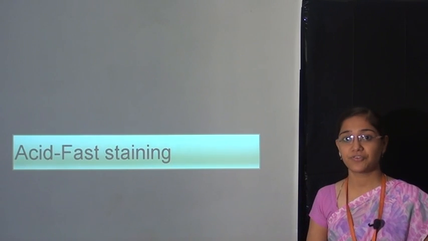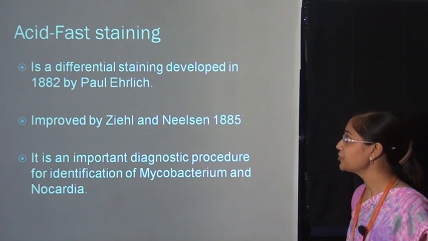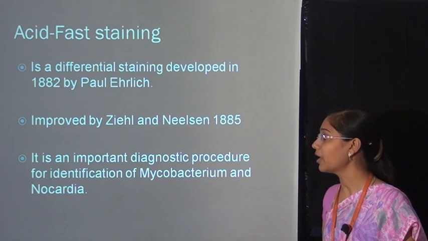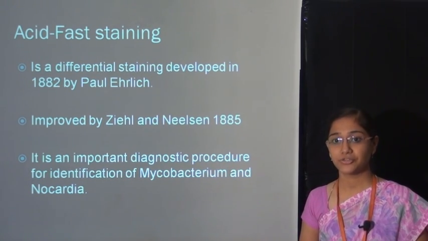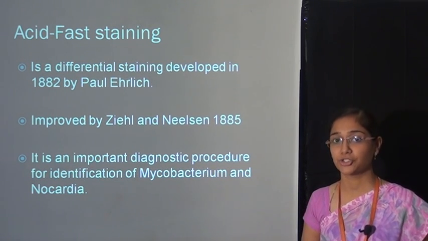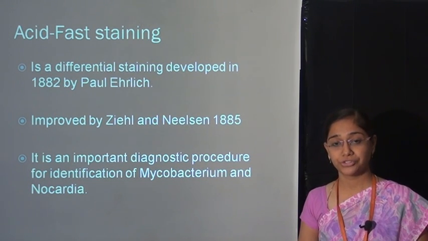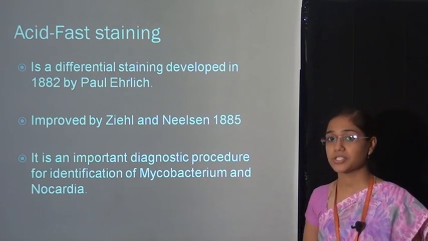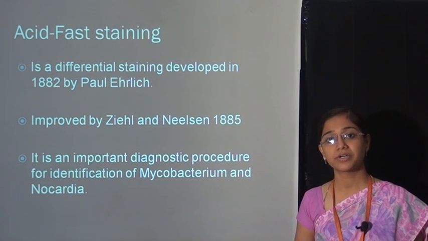Next one is acid-fast staining. Acid-fast staining is a differential staining developed in 1882 by Paul Ehrlich. It was improved by Ziehl-Neelsen in 1885. It is an important diagnostic procedure for identification of Mycobacteria as well as protozoa and Nocardia. These are the three important microorganisms: first one is Mycobacterium, second one is Nocardia, and third one is protozoa.